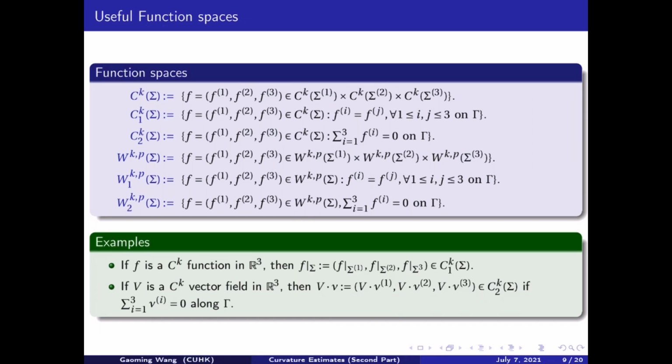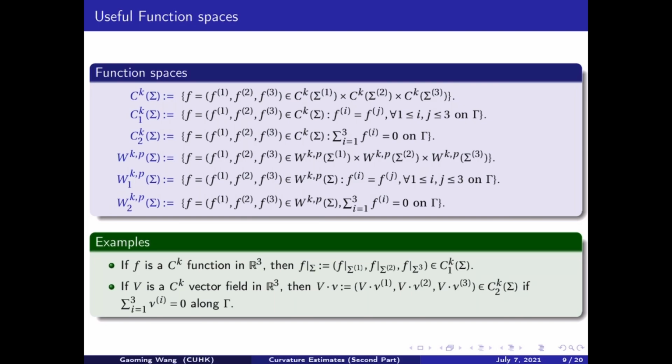By our choice of nu I, we know the sum of these components along gamma vanishes. This means V dot nu is a function in C2k sigma. From this example, you can see this function space is still a natural function space, especially in the first and second variation formula. This is because if V is the vector field that's generating the variation of sigma, then the function V dot nu should appear in the first and second variation formula in some sense.